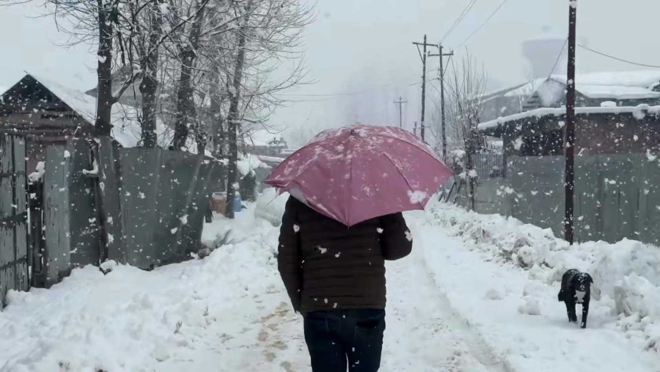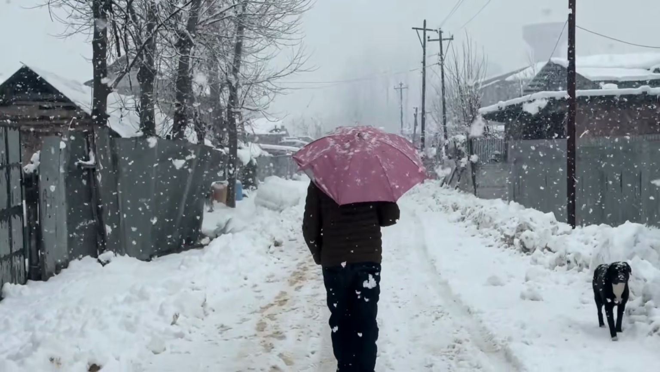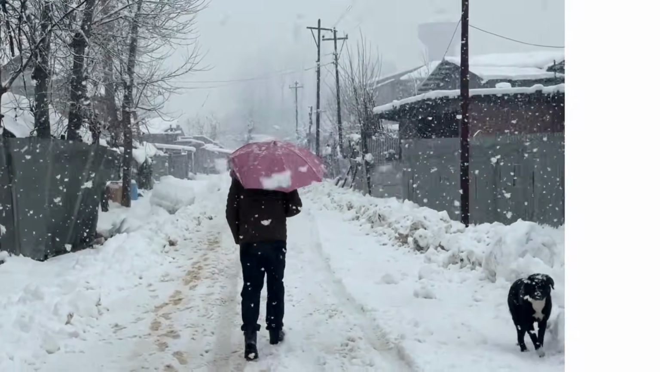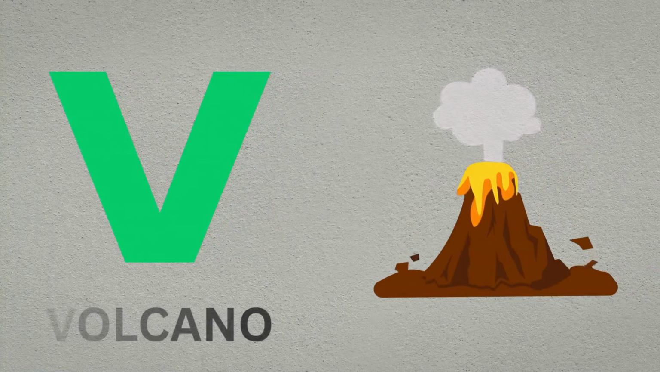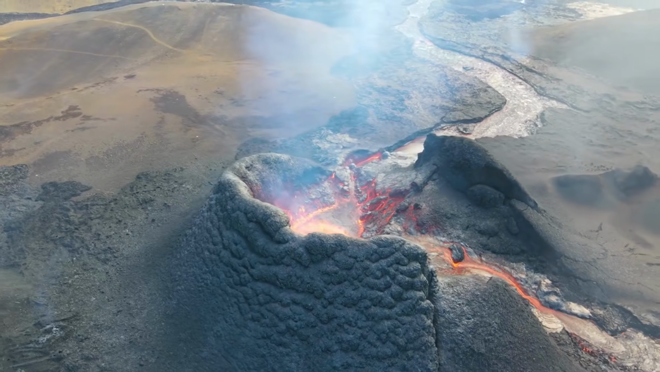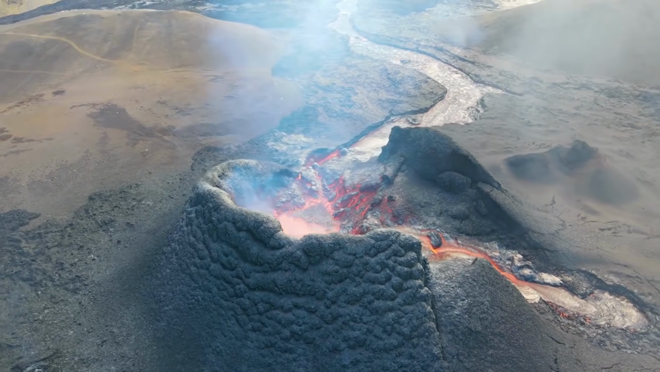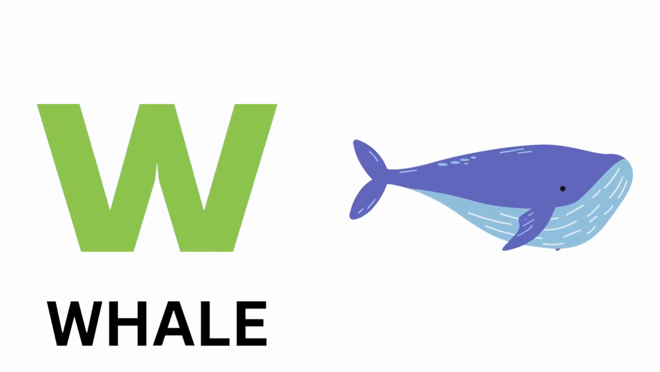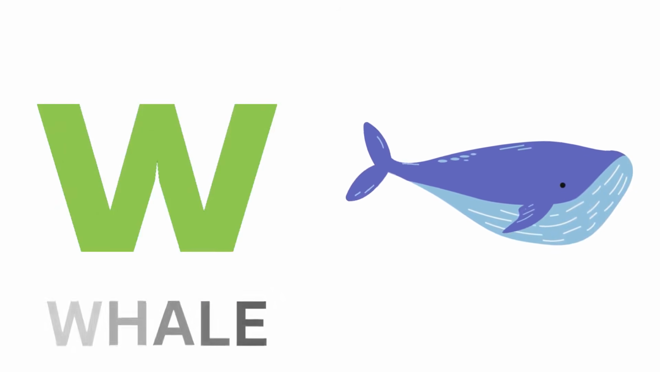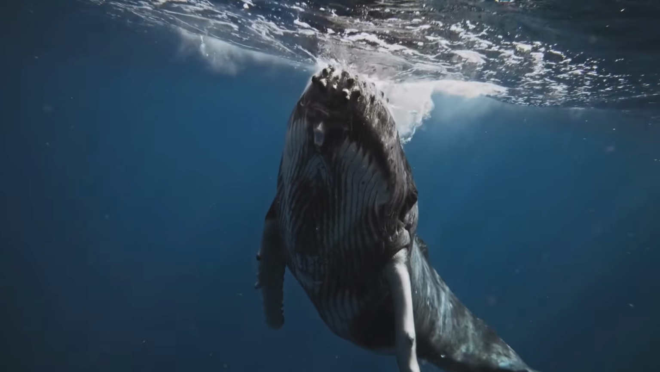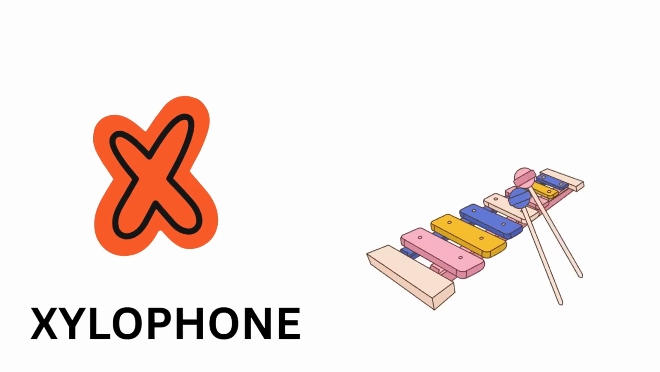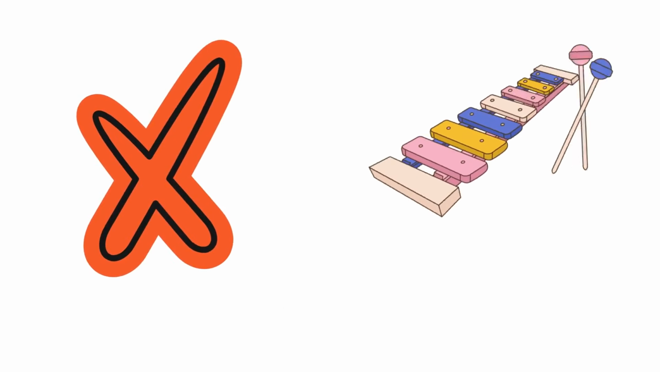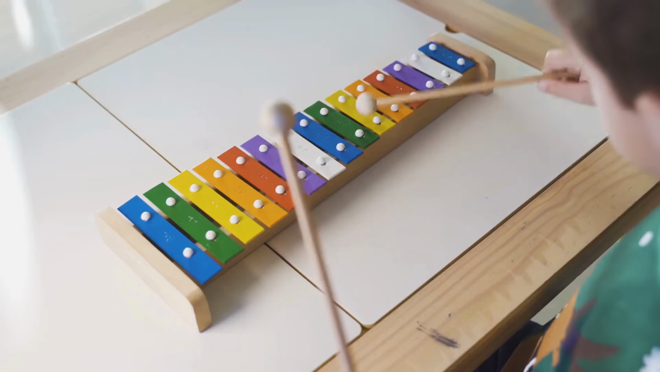U is for umbrella. Umbrella. U is for umbrella. V is for volcano. Volcano. V is for volcano. W is for whale. Whale. W is for whale. X is for xylophone. Xylophone. X is for xylophone.